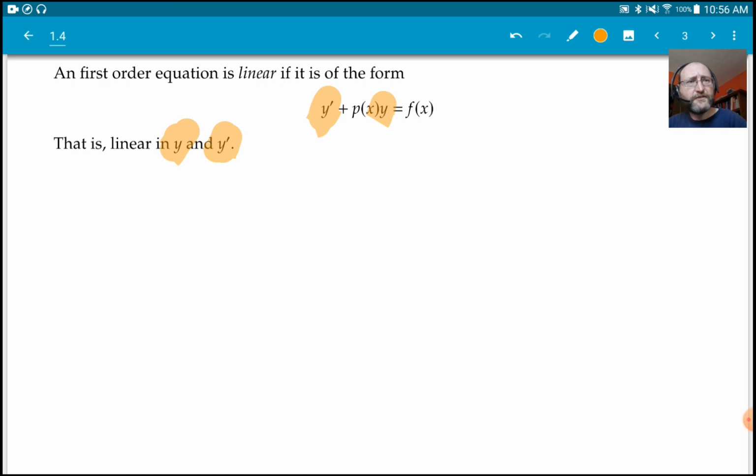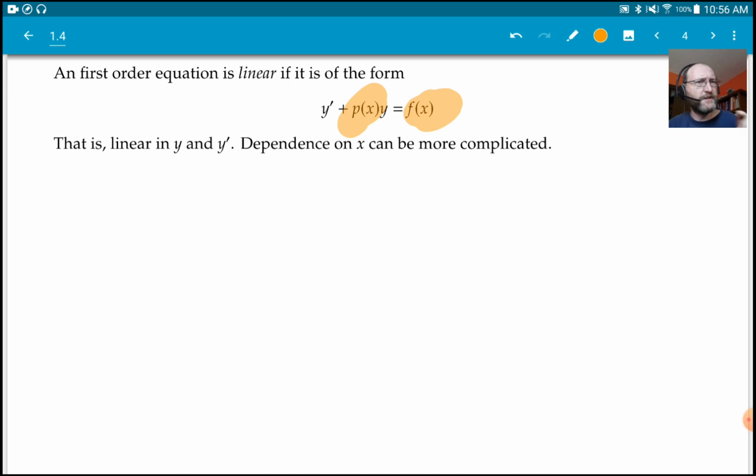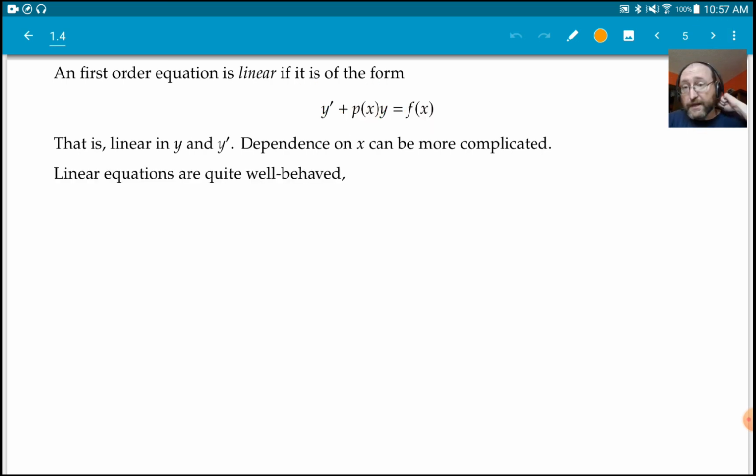Now, the dependence on x can be more complicated. Here the f and the p can really be any function whatsoever. And I suppose normally there could be a function of x in front of the y prime, but we could just divide by that, so we'll write them like this. Linear equations are actually quite well behaved. They're quite nice. They're also easy to solve, which is very useful for us. We'll learn how to solve them today.